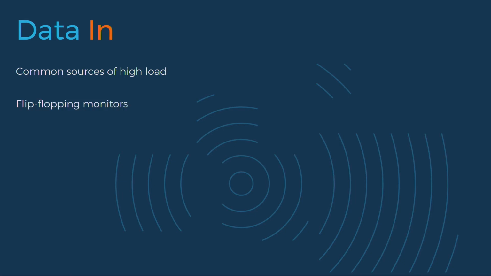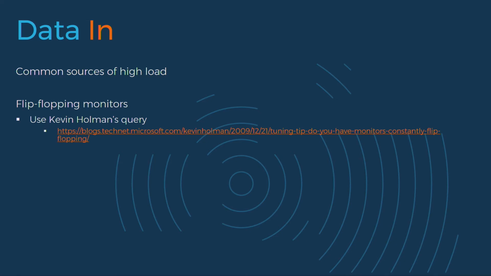The first one is flip-flopping monitors. So every health state change on any object, so for any monitor in your environment, is stored both in the OpsDB and the data warehouse. So you can have a huge amount of changes being written into the data warehouse. The go-to resource for this is Kevin Holman, of course, and there's the link there.